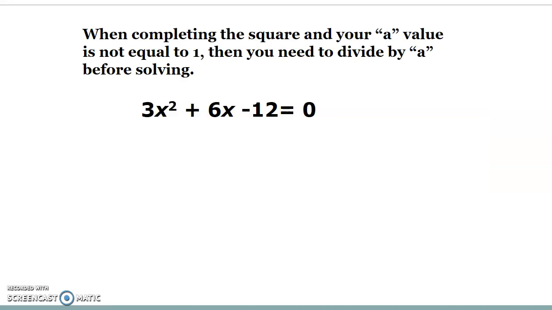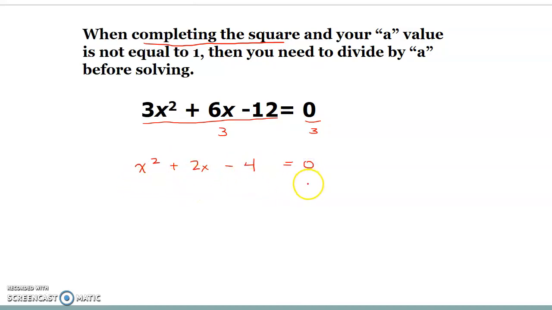All right, when completing the square, if your a value is not 1, so all the ones up to this point, it's just been x squared. All right, so now I've got a 3x squared. So if I'm going to solve this by completing the square, let's get our a value equal to 1. So I'm going to divide everything by 3 so that I have just the x squared. Now sometimes this will end up with some nasty fractions here, but that's okay. You can work with them. So I have x squared plus 2x minus 4 equals 0.